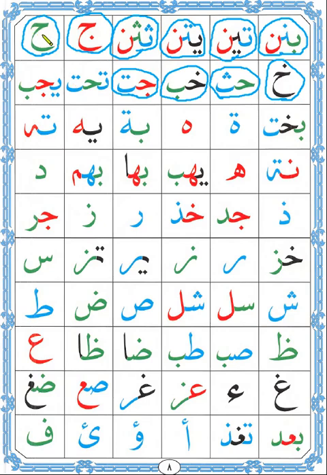Ta. So this ha is the same as this one, but if you write it, he loses his belly. Okay, don't forget it. Ta, ha, ta. Ya, jim, ba. Ba, kha, ta.